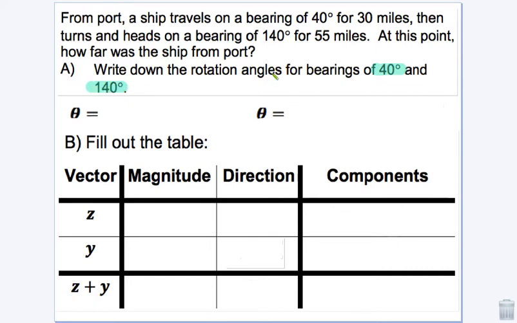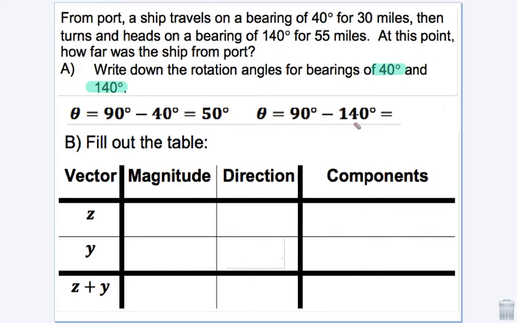Well, why do you have to do that? Well, because all your vector formulas work with the rotation angle, not the bearing. So to get this rotation angle, you would do 90 minus 40 degrees, and you get 50 degrees, and then 90 minus the 140-degree bearing gives you a rotation angle of negative 50. Here we can go ahead and keep it negative 50.